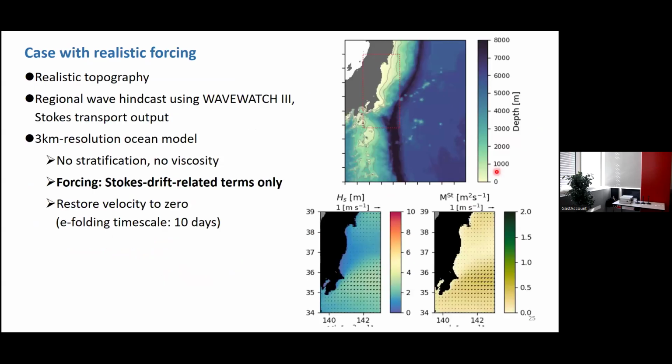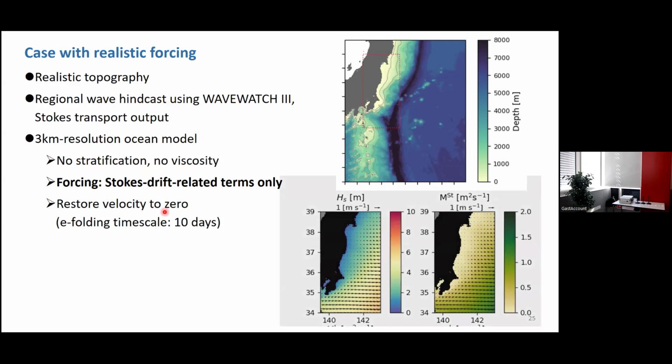So finally, I did a simulation with a realistic setting, like realistic topography, the Pacific side of Japan. And I also forced the situation with a hindcast using wave-induced Stokes transport. But the ocean configuration is still very simple. There's no stratification, no viscosity. The forcing is Stokes drift related terms only. So I'm showing the development of the wave height and the Stokes transport.